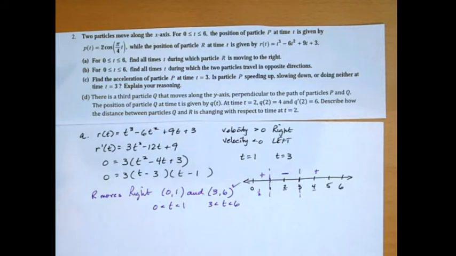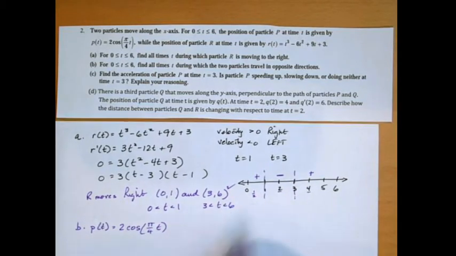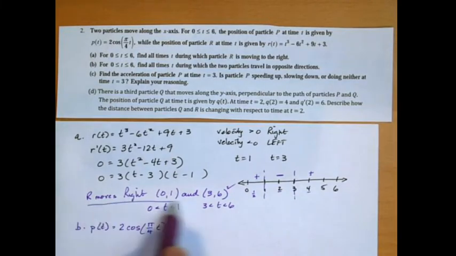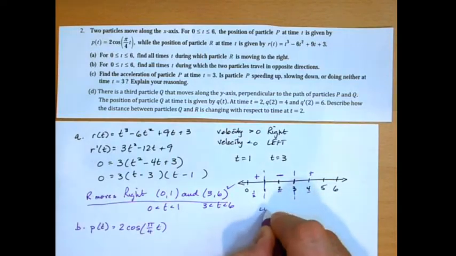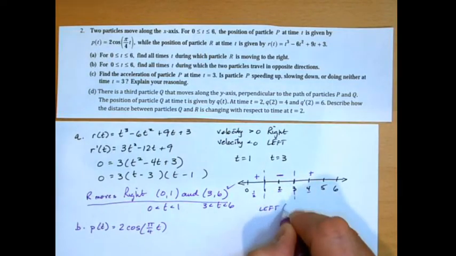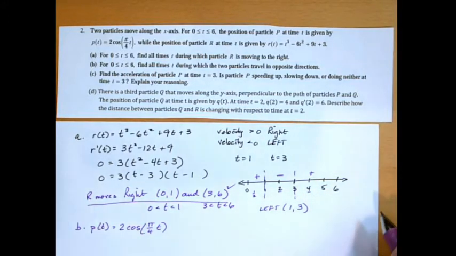Part B. B is asking for which times t are the two particles traveling in opposite directions. So if one's moving right, the other one's moving left, and so on. We already have where R is moving right. We know where it's moving left; we didn't write this down, we didn't need to, but it's left between 1 and 3. Then what we're going to do is look for the overlap between those.